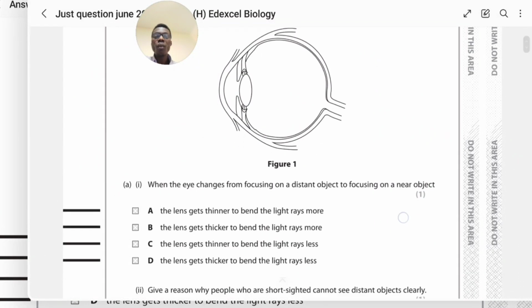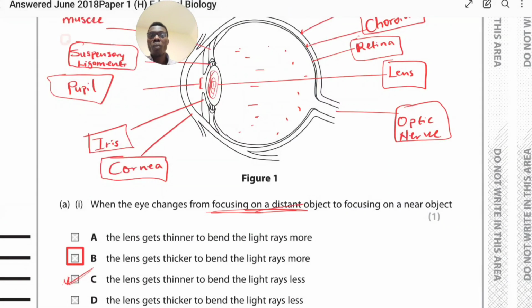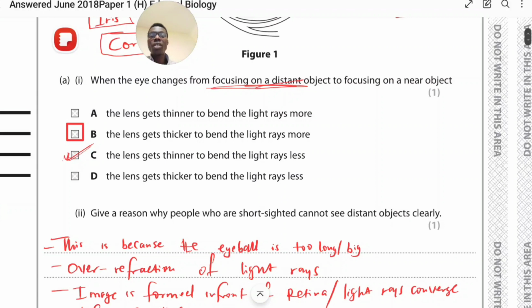Let's move on. Next question: give one reason why people who are short-sighted cannot see distant objects. So please remember this: short-sightedness is named after what the person can see. Like I told you, try to answer this question and see the answer here now. So let me explain. So it says give a reason. Now let me emphasize here: short-sightedness only is when you can see what is close. That's why it's called short-sighted. Please don't forget what I just said now. The person can see what is close, and long-sighted means they can see what is far.